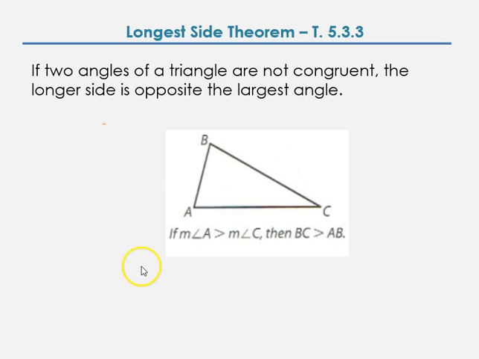So when you're doing these problems and you have to reference which theorem it went with, remember that one is for a side and one is for the angle. So in this instance, we're talking about the longer side will be opposite the largest angle. So if the measure of angle A is greater than the measure of angle C, the side opposite angle A will be the longer side.